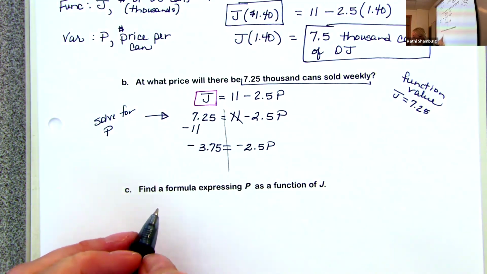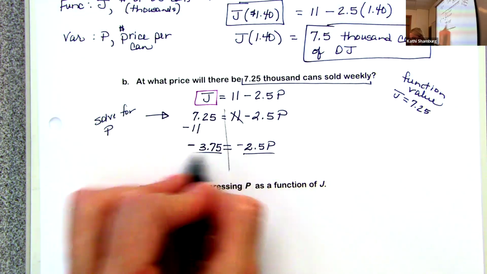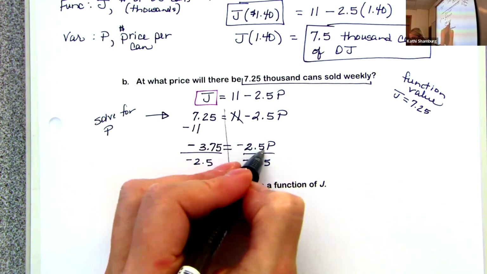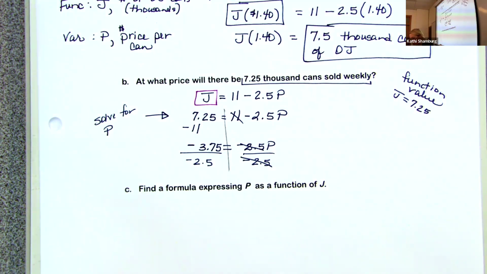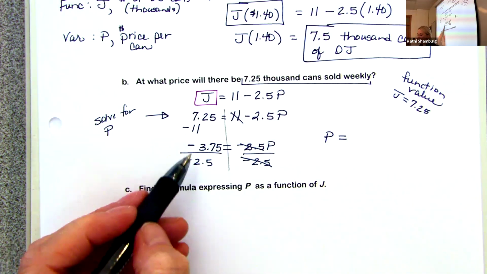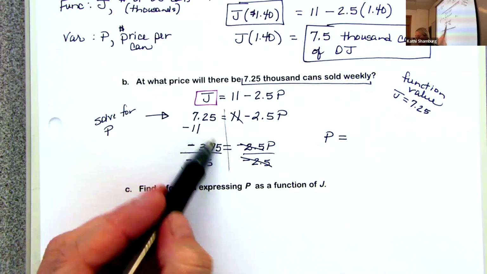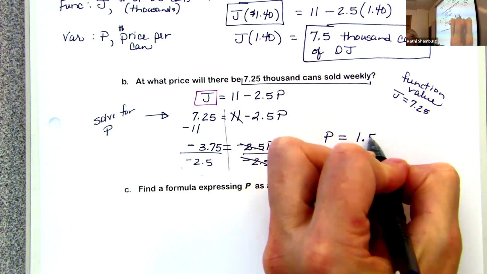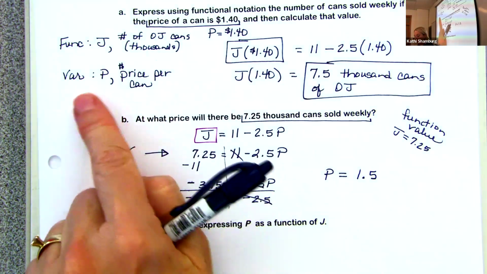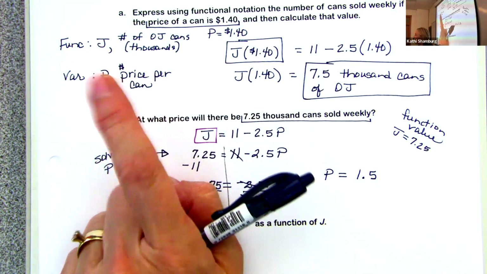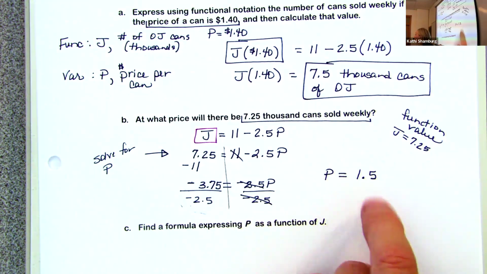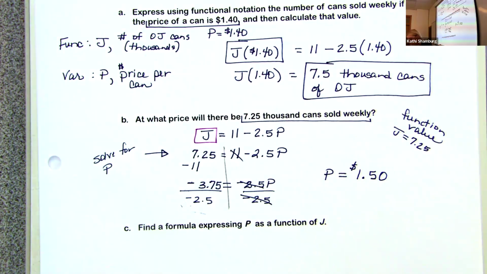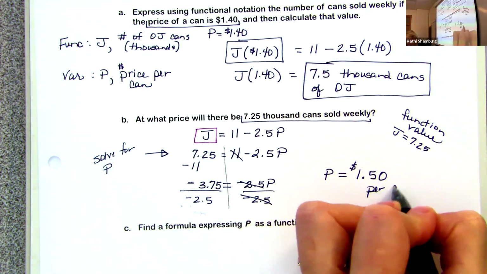So now when I want to get the P by itself, I'm going to divide both sides by negative 2.5. So my negative 2.5s are gone. So I'm left with P equals, and now negative divided by negative is positive. What do you get when you put that into your calculator? 1.5. Okay, now this is where you need to be careful. P is the price per can. So how does this need to be written? $1.50 per can.